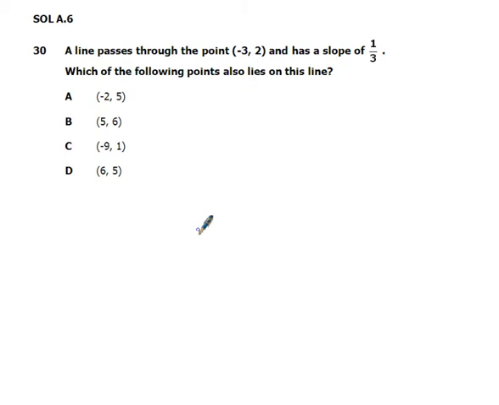A line passes through the point (-3, 2) and has a slope of 1/3. Which of the following points also lies on this line?